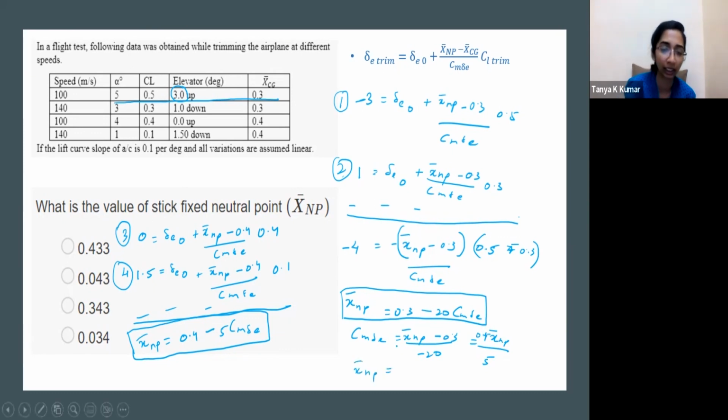Is this making sense? Is anyone confused? Does anyone have any questions? Okay, I'm guessing not. Solving this will give you your x̄_NP value. x̄_NP here in this case is 0.433.